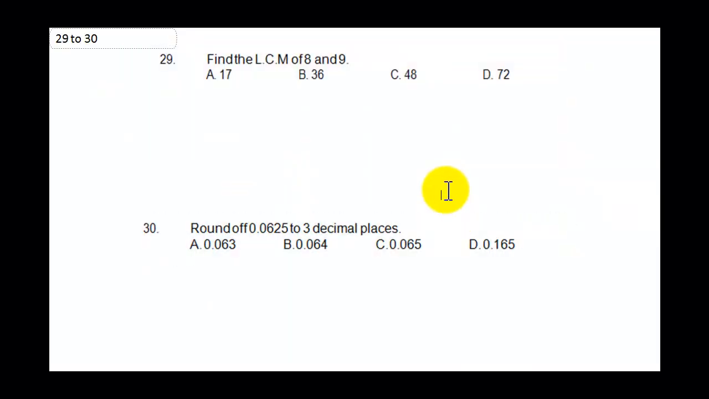Now question 29 says find the LCM of 8 and 9. So you just draw your LCM table. 2 into 8 is 4, 2 into 9 cannot go, so you write your 9. 2 here is 2, you have your 9, 2 here is 1, you have your 9, 3 can go, 1, 3, and 3 here will be 1 and 1.